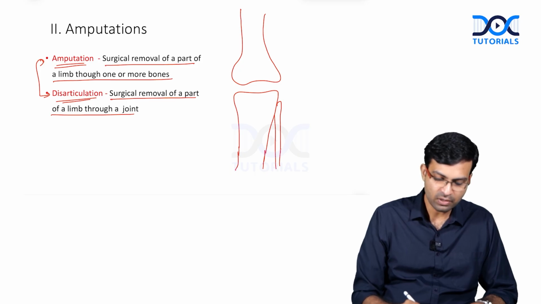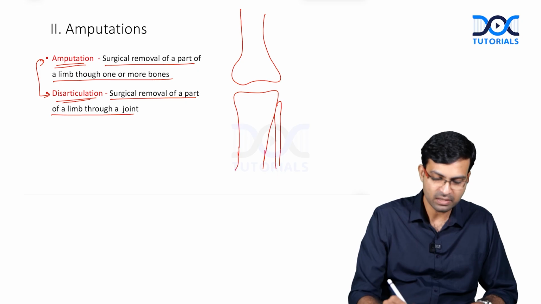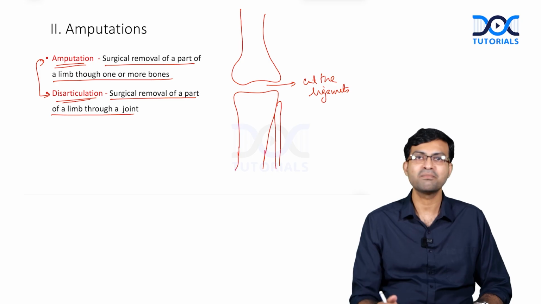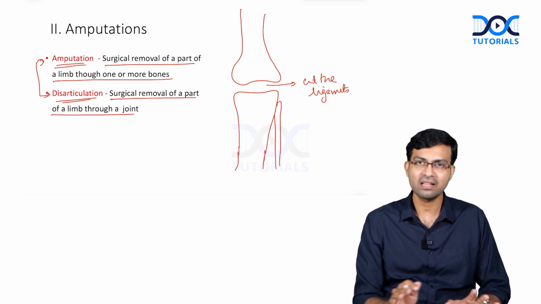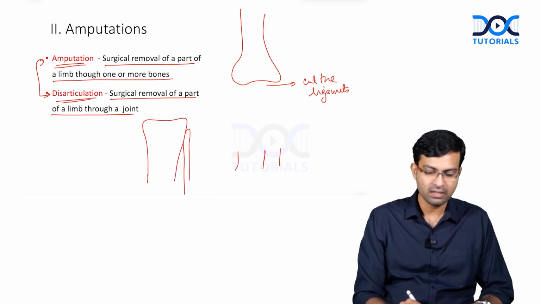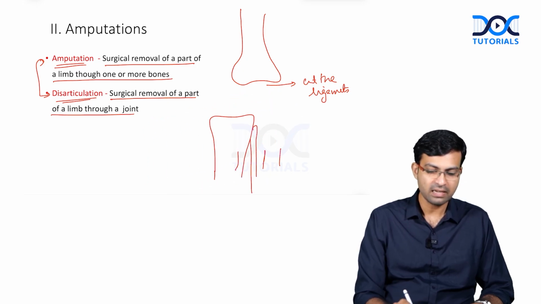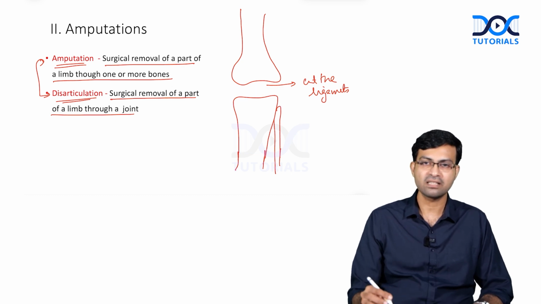Now what is disarticulation? In disarticulation, you are not doing anything to the bones. You are just cutting the ligaments here. Now, obviously other soft tissues and blood vessels, everything has to be cut, but primarily we are not cutting the bone, we are cutting the ligaments, and you completely remove the part. So this is what we call disarticulation. Okay, so this is the difference between amputation and disarticulation.